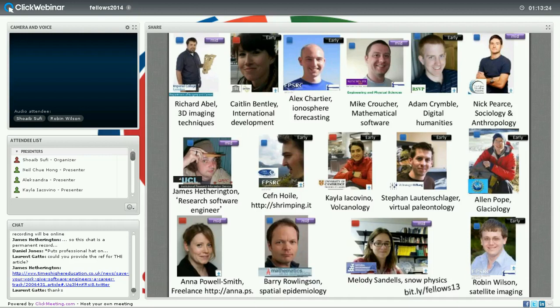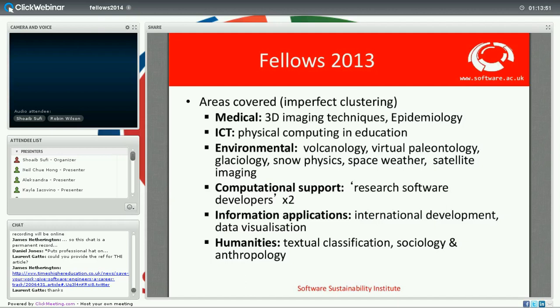So these are the fellows for 2013. As you can see, there's a mix of early and mid-career fellows funded from all sorts of different funding councils, working in a varied set of domains. So we've got representation of the actual fellows. They cover medical sciences, 3D imaging, epidemiology, ICT, so physical computing and education, environmental science. We've got a very strong representation of environmental science, volcanology, virtual paleontology, glaciology, snow physics, etc.